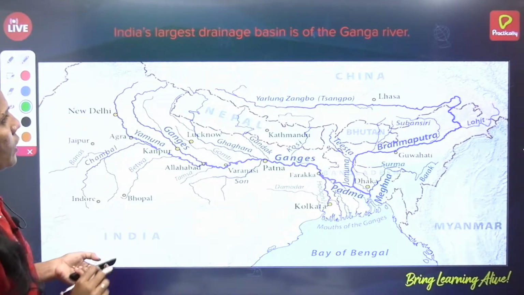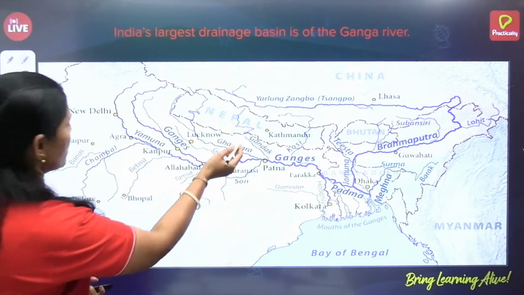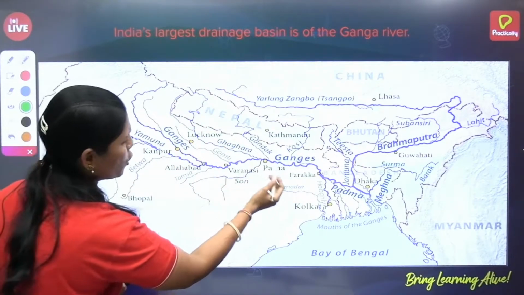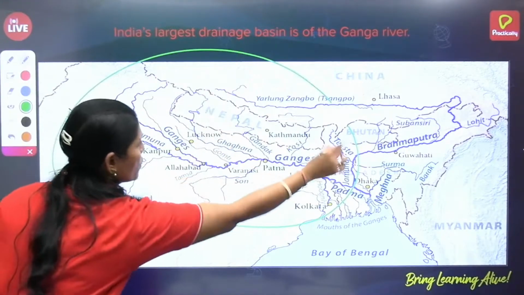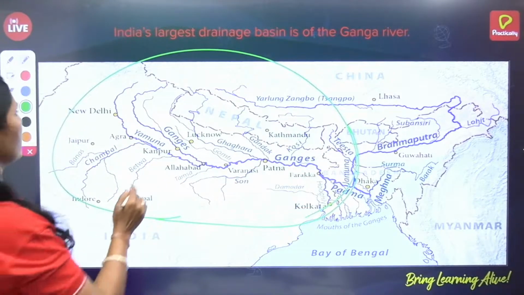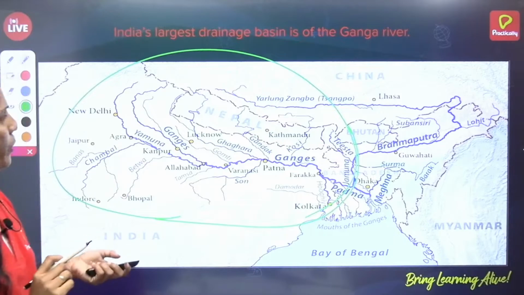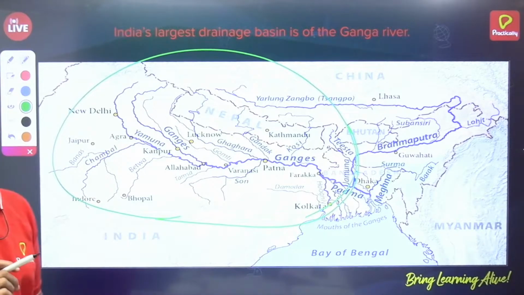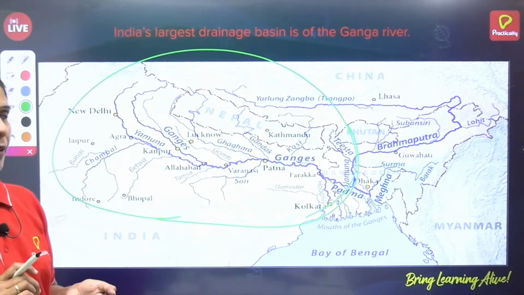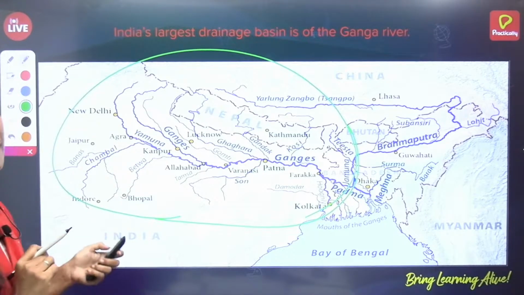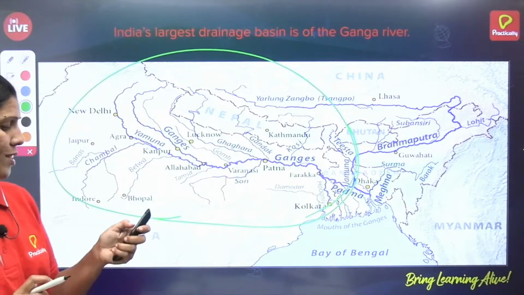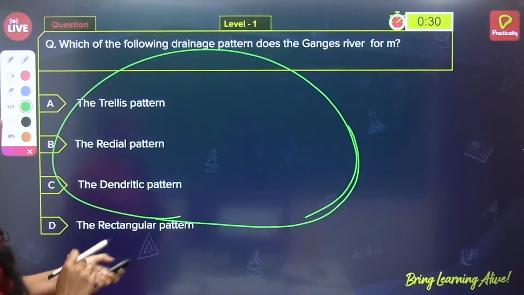Let us have a look over here. You can see how much, from here to here, this region is completely the Ganga River drainage. Ganga's drainage basin. A basin is nothing but a land which is drained by a river and its tributaries.